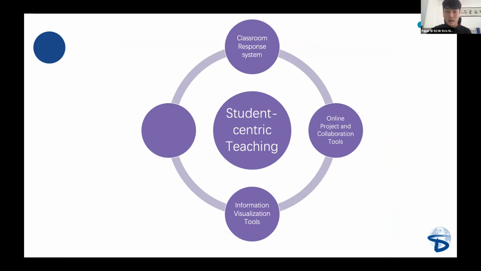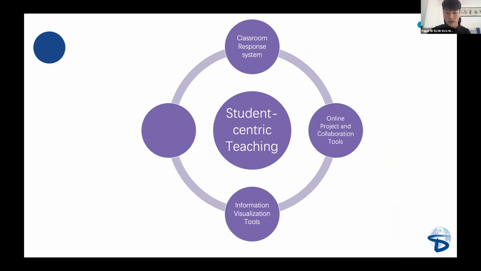All right, then the next one will be information visualization tools. Sometimes we find out that students have some difficulty in visualizing the knowledge. For example, we'll talk about the Pythagorean theorem. The teacher can just teach that a squared plus b squared equals c squared. However, if you can visualize this information, students tend to remember or understand the rules better.